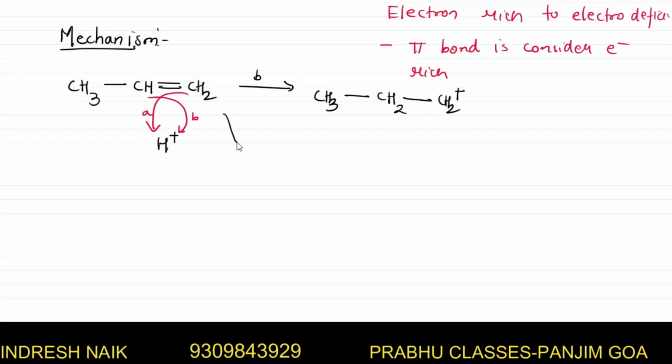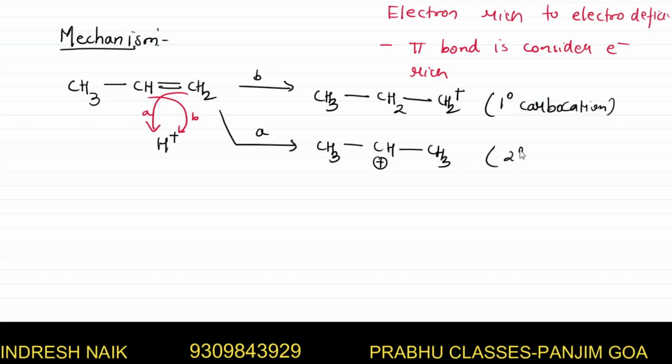And if it is going via A, then this bond is going to break and this will gain a hydrogen, and this is going to have a carbocation over here. And this is the thing. Now this is a primary carbocation and this is a secondary carbocation, right? So what will happen?